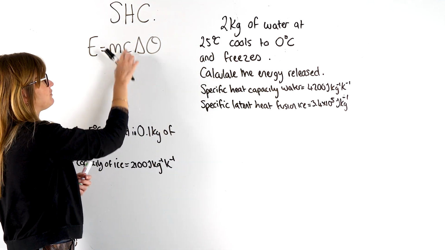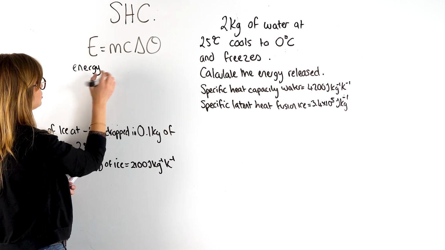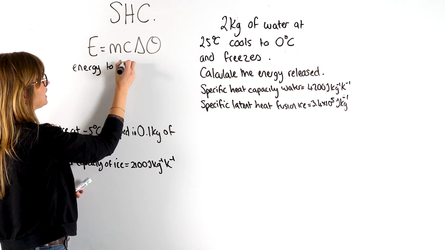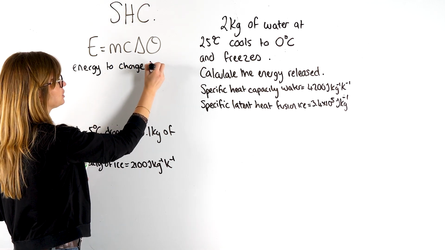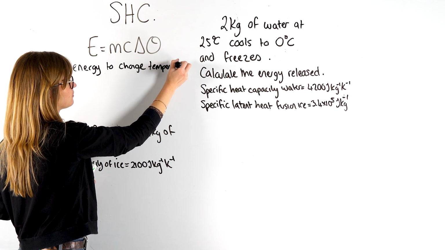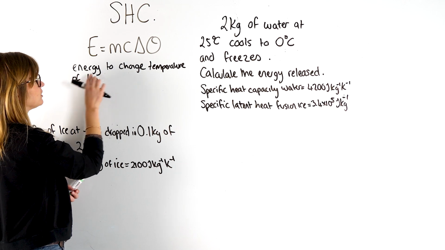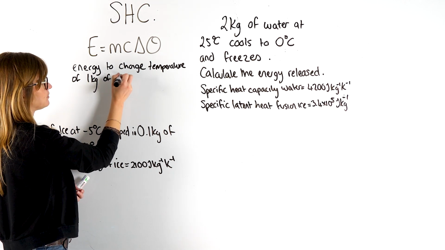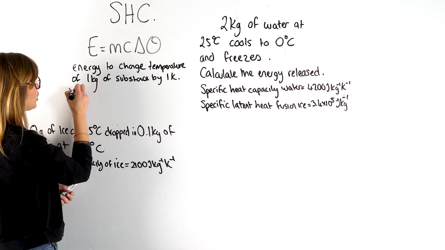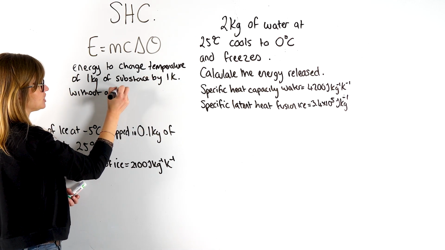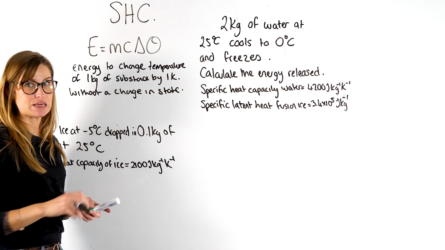So if we want to define what specific heat capacity is, it's the energy to change the temperature of 1 kilogram, because it's got mass in it. So energy to change the temperature of 1 kilogram of substance by 1 Kelvin without a change in state. You need to write all of that for your definition of what specific heat capacity is.